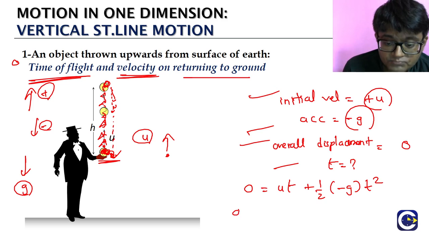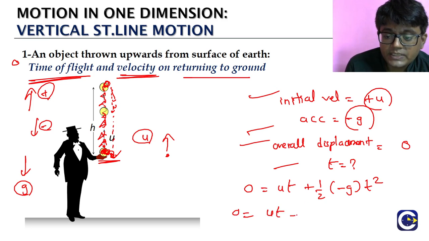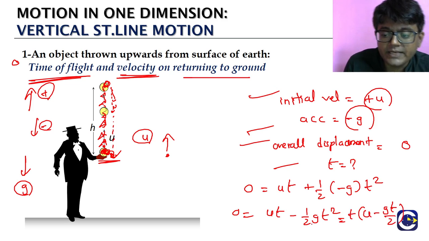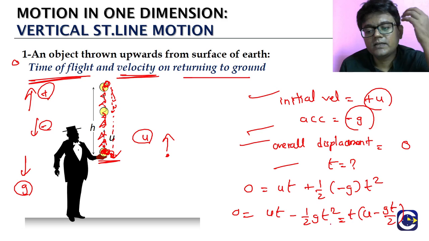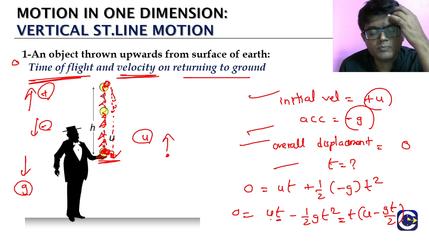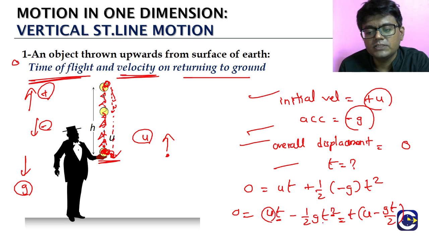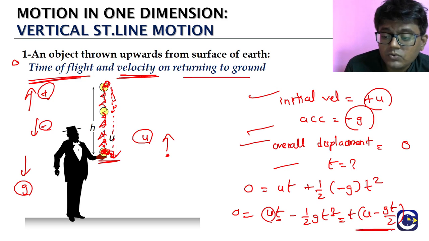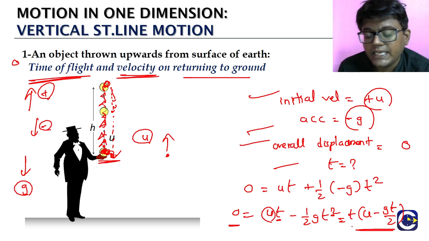Now what we'll do? We can look at it. So it is ut minus half gt square. If we check it, we can take t common. It is u minus gt by 2. If we take t common out from the first term, u will remain. From the second term, g into t by 2 remains inside. Now when you look at this, 0 is equal to t into u minus gt by 2.